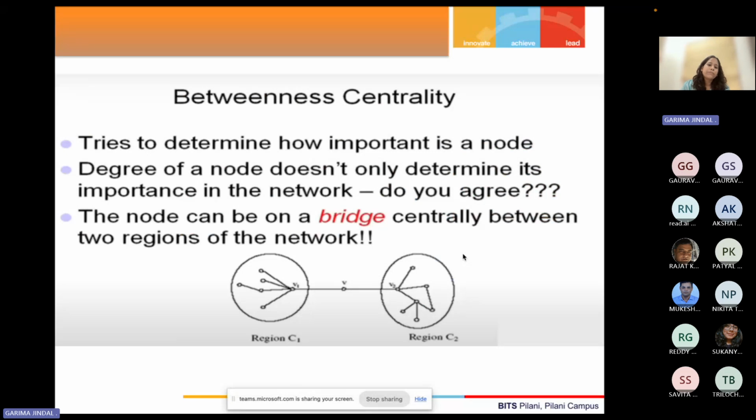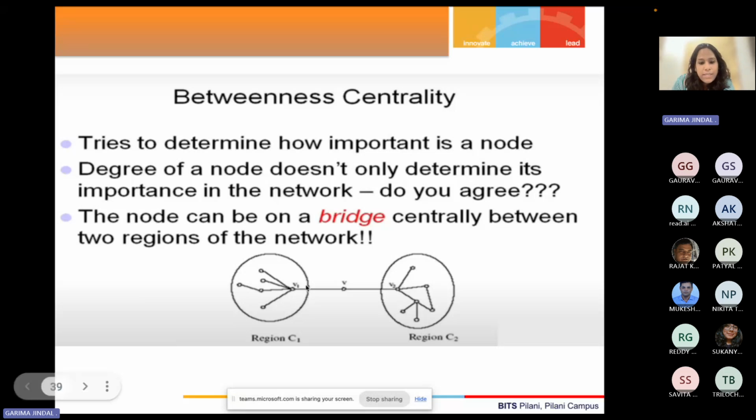Okay. So these are not the only two centrality measures to identify which are the more important nodes. There is another notion, betweenness centrality.